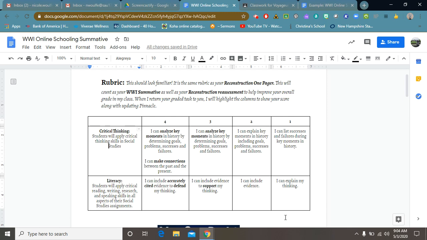This rubric, as I wrote in the directions, should look familiar. This is exactly the same rubric you used with your Reconstruction one-pager. Remember, Reconstruction is that time period after the Civil War when we're trying to put the country back together again. Now, this is a double whammy. It's like a buy one, get one free.